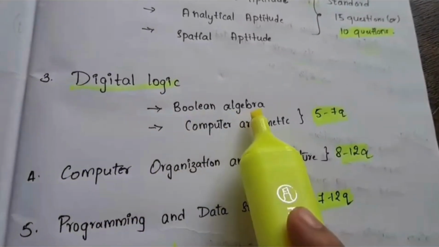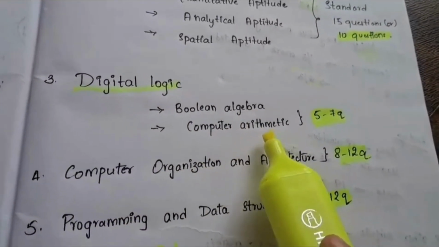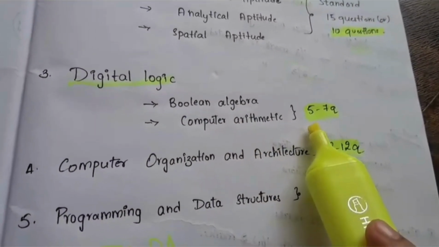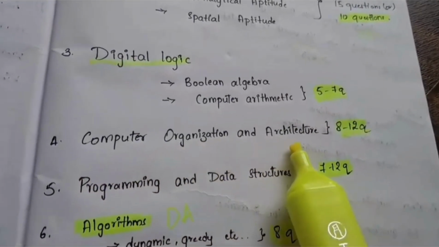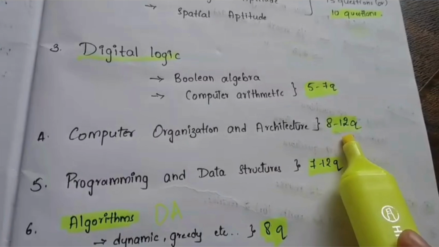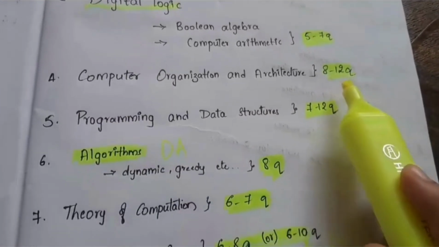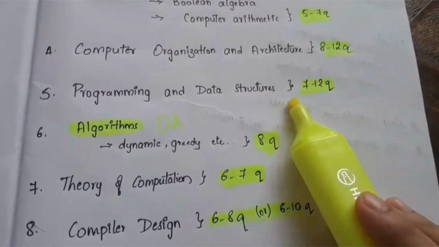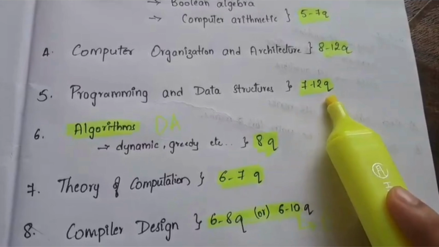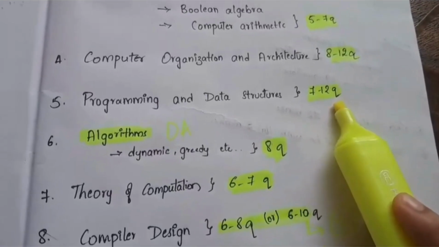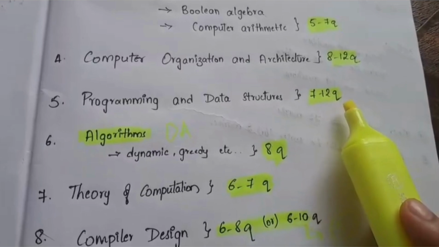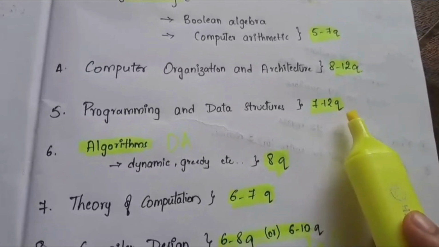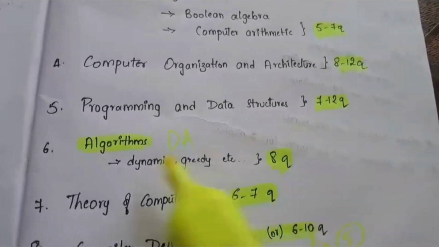We have Boolean algebra, computer arithmetic, which has approximately 5 to 7 questions. Then comes computer organization and architecture, which has 8 to 12 questions. Then is the programming and data structures, which is 7 to 12 questions. In this programming and data structures, we will be having the basics like strings, hash functions, stacks, queues, trees, etc.